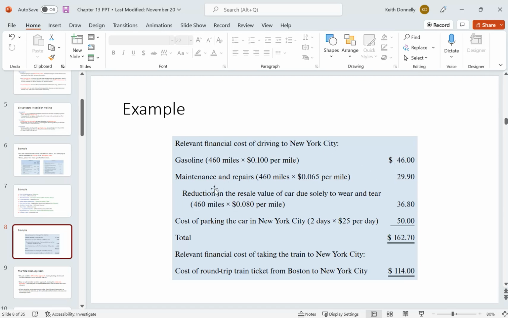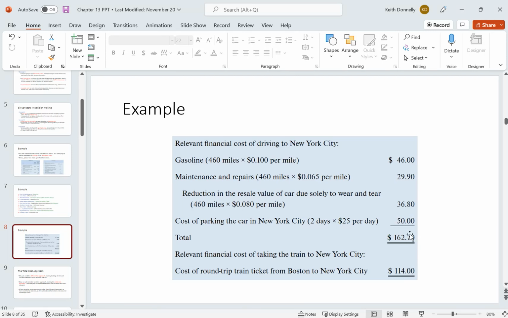Maintenance and repairs, right? That's a relevant cost. 460 miles on a per mile basis, we're looking at 29 bucks. Likewise, the reduction in the resale value of the car due to the wear and tear from the trip. Okay, we said that's a relevant cost. 460 miles times the 0.08 cents per mile, we're looking at 36 bucks. And then the cost of parking in New York City, 2 days times 25 bucks a day, 50 bucks, right?